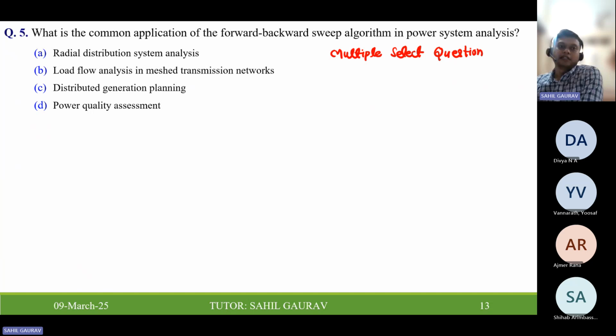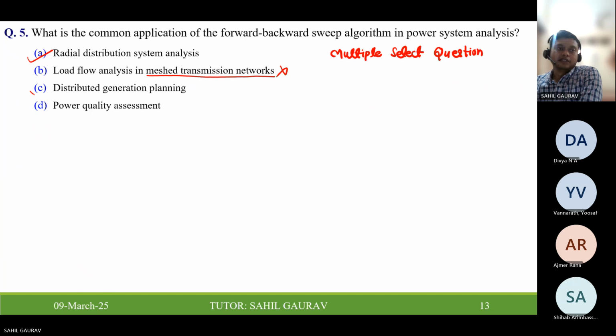The first option is radial distribution system analysis. Yes, we perform this forward backward sweep load flow algorithm for radial distribution network. And B option is load flow analysis of mesh transmission network. In transmission network, we perform Newton-Raphson method or Gauss-Seidel method or fast decoupled Newton-Raphson. C option is distributed generation planning.